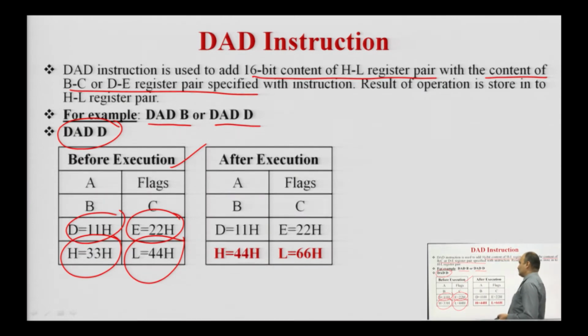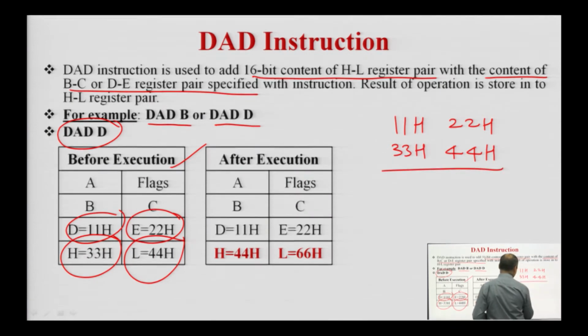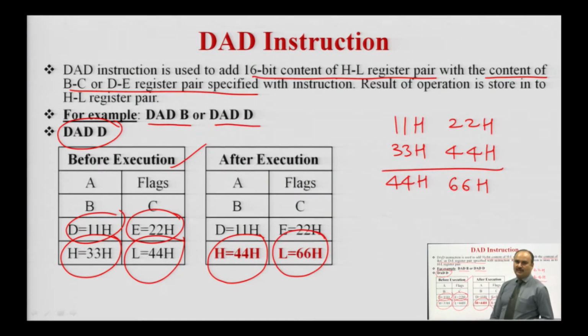After the execution of this instruction, the result will be stored. So, we add 11H, 22H with 33H and 44H. The result will be 44H and 66H, which is a 16-bit number. So, it is stored into the H and L register. H register will have the value 44H and L register will have the value 66H. In this way we will add two 16-bit numbers.